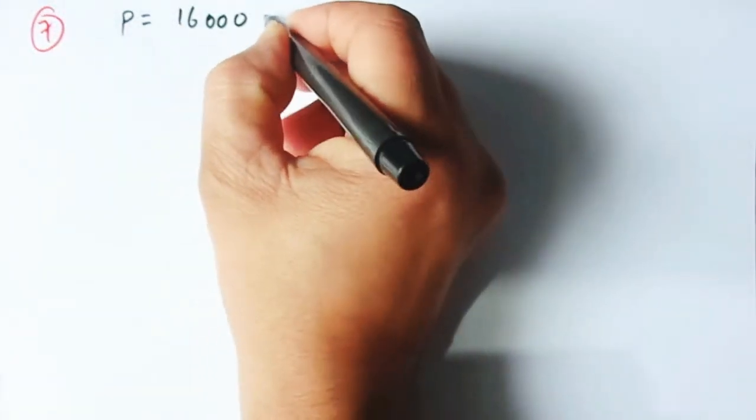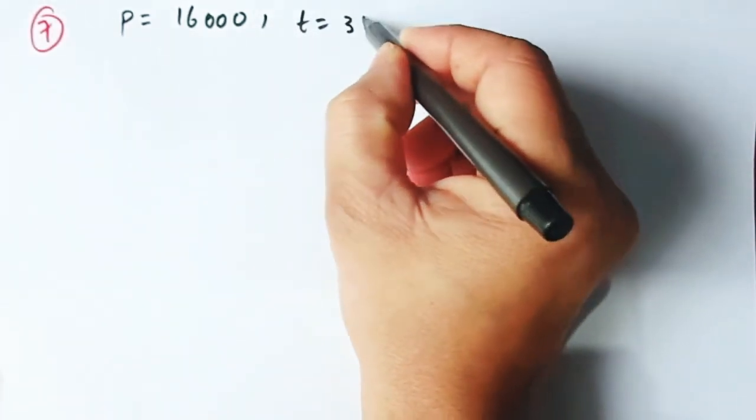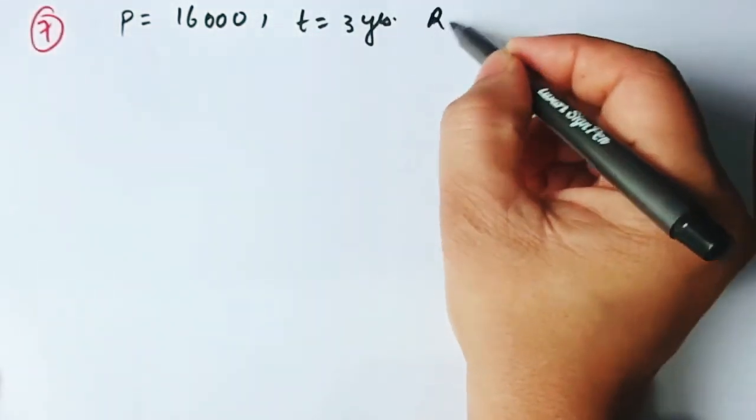So what we have, when we know that the amount is equal to P(1 plus R by 100)^T, there is no tension in compound interest. Mohan borrowed rupees 16,000. So the principal is rupees 16,000. Time is equal to 3 years. Rate is equal to 5%.